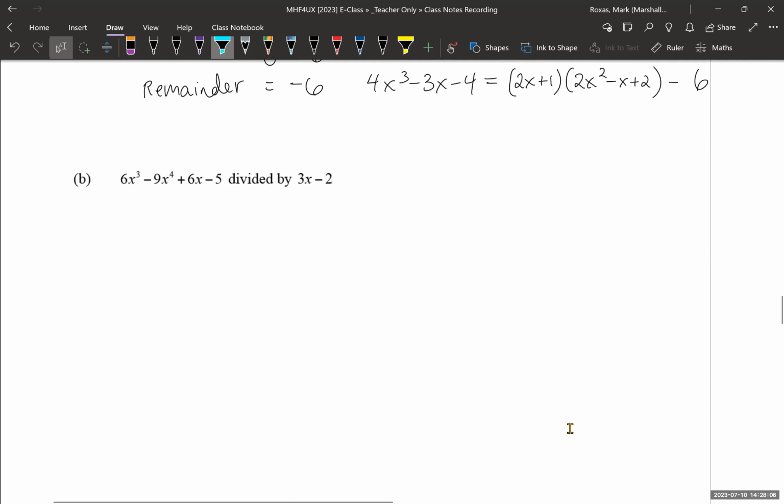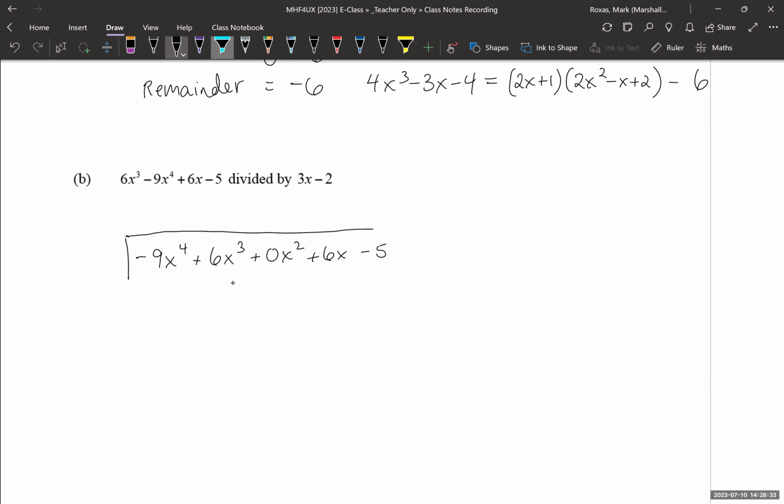Okay, let's do another one. Notice how it's not in order, the cube came first, so you got to put it in order. Okay, so start with minus 9x to the power 4, and then we put the plus 6x cubed, and then there's no quadratic term, so I have to put one in there, 0x squared, then plus 6x, and then a minus 5. And then we write our division chart, and then 3x minus 2 for my divisor.